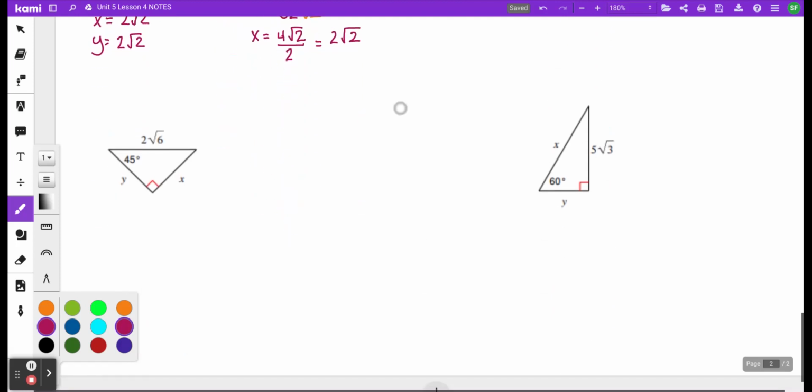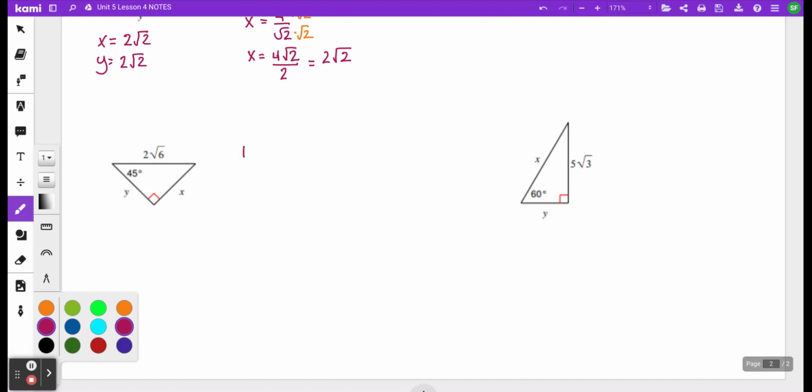All right. Here, we're also given the hypotenuse. So hypotenuse is equal to the leg, square root of 2. Hypotenuse is 2 square root of 6. Leg, whatever x or y you can pick. And we're going to get it to be there.